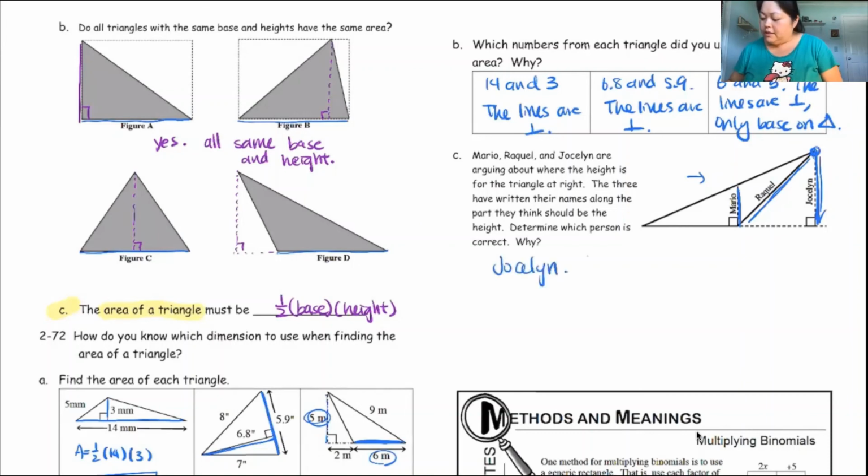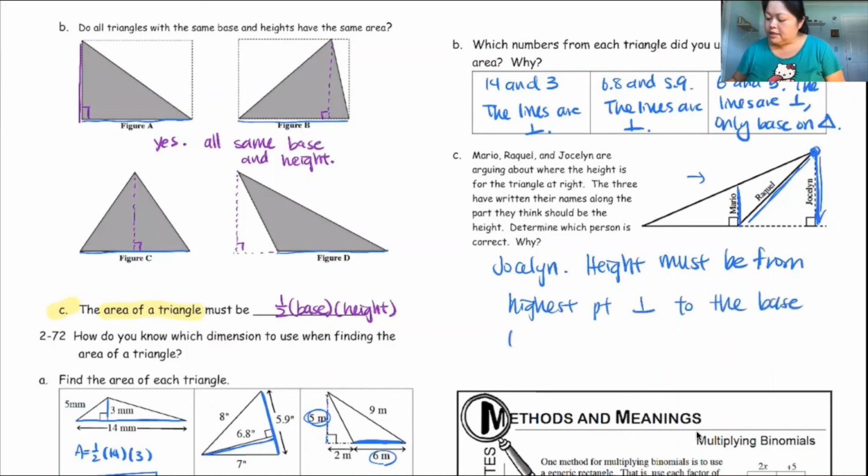So why? Because the height must be from the highest point and also perpendicular to the base, and sometimes it's an extended base. Okay? All right, so that is very important to have that to be an extended base, because again, your base is not long enough, so when it's slanted like that in an obtuse triangle, you're gonna have to extend it out and make sure you hit that baseline to make that 90-degree angle.